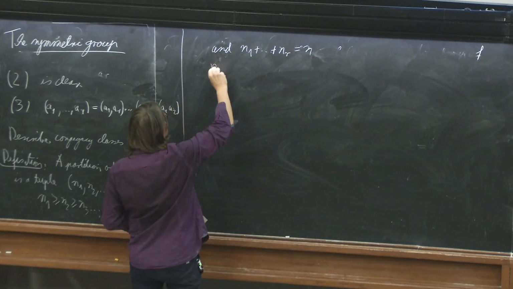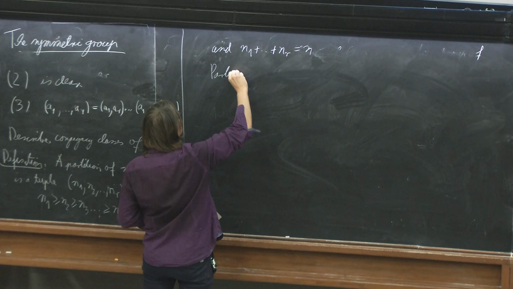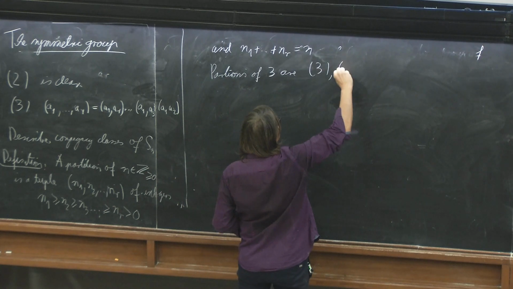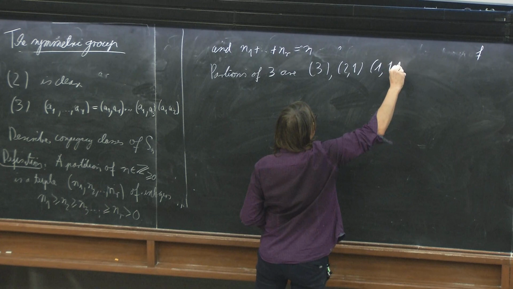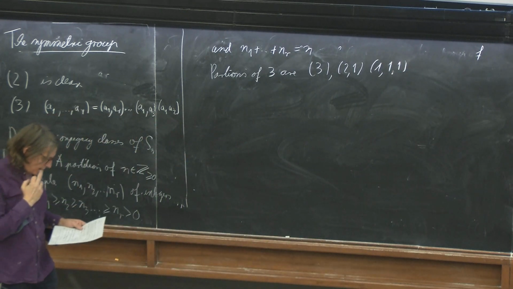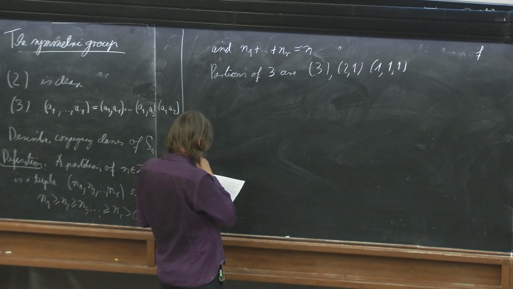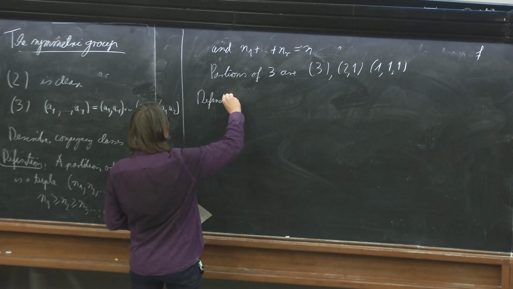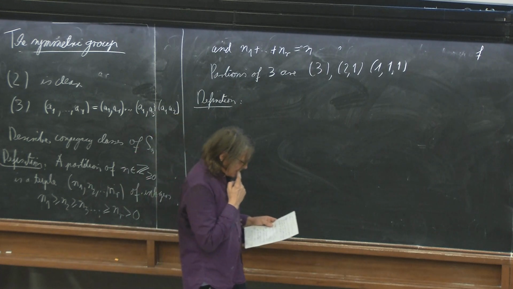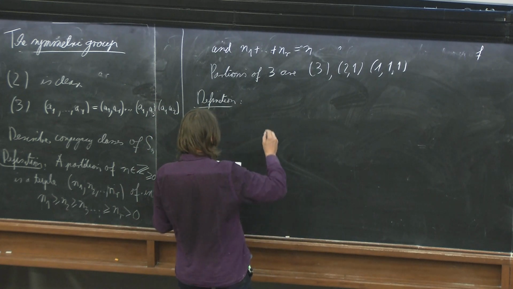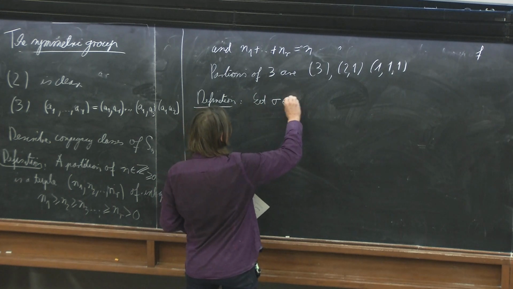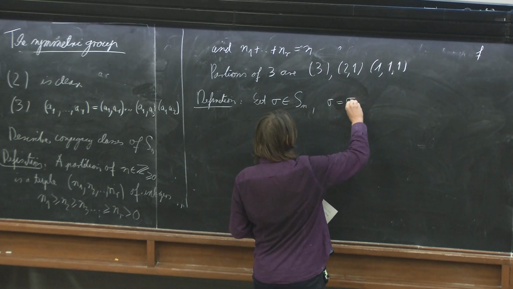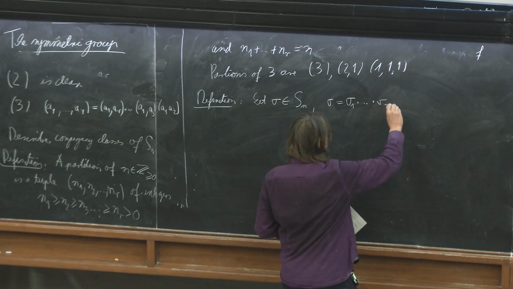Whatever the partitions of 3 are, whatever, 3, 1, 1, 1, 1. Okay? So, definition. Let sigma be an element in Sn, we can write sigma equal to sigma 1 times sigma r, its cycle decomposition.